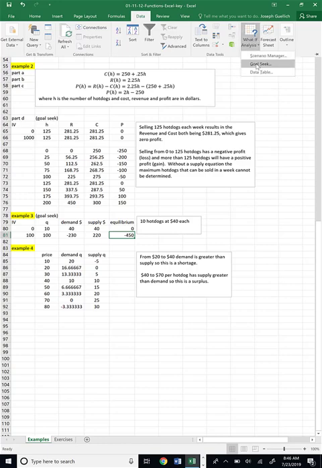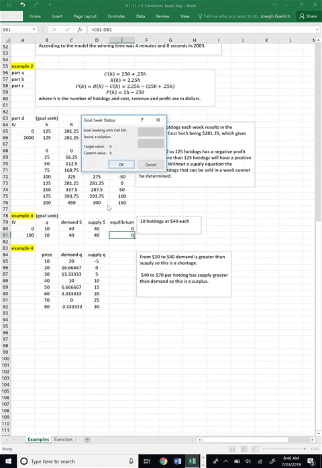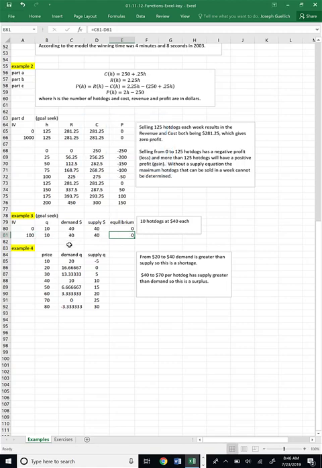Data tab, what if, goal-seek. To value for equilibrium is 0. Changing cell, the original input cell. Another 10. So if we sell 10 hot dogs and charge $40, we break even. We don't make, not break even, we're at equilibrium, in which case we're still, all right.